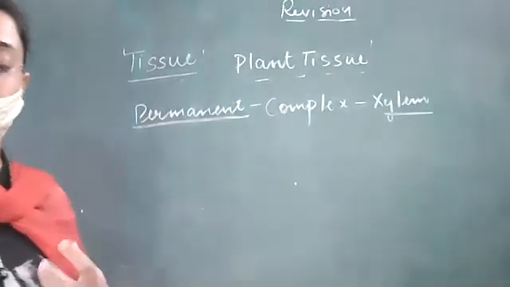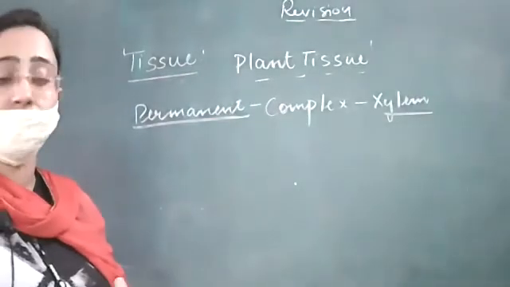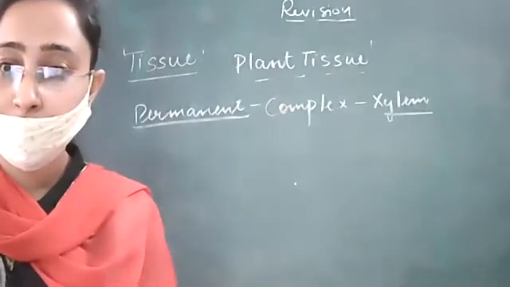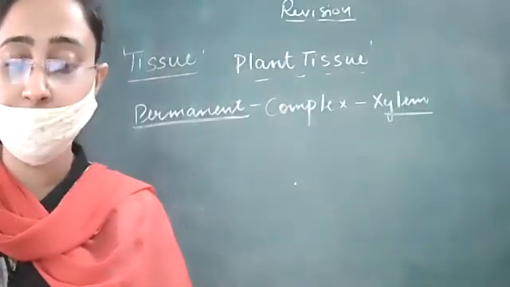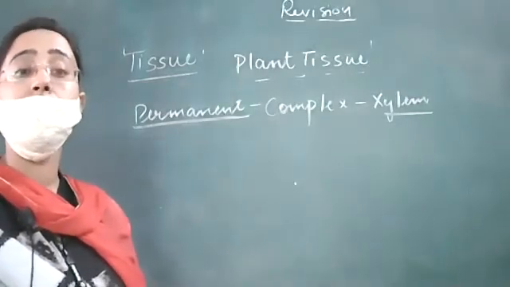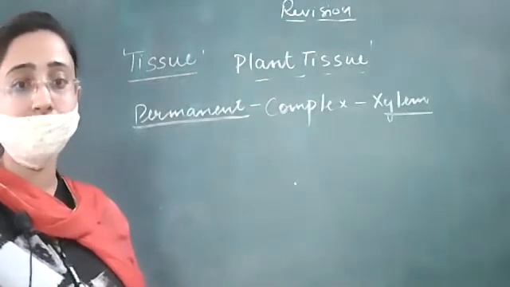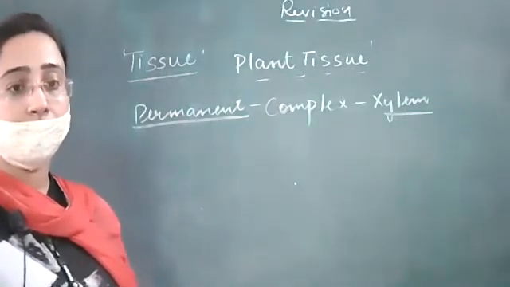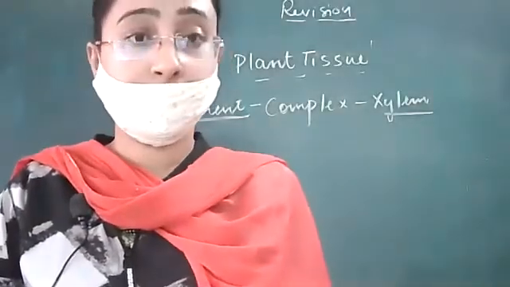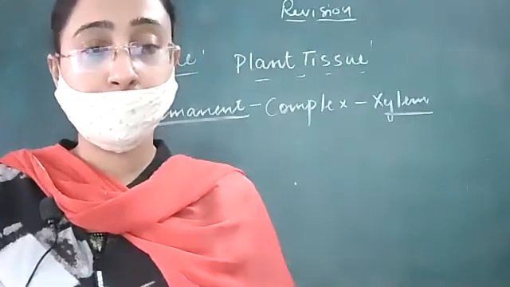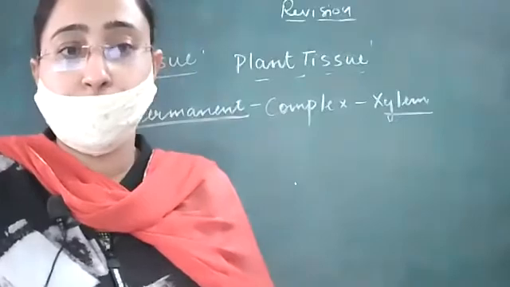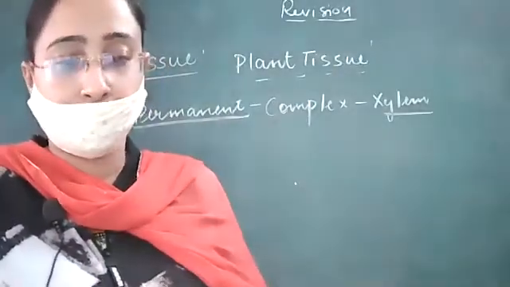So what are the various components of xylem? Xylem consists of xylem fibers, xylem tracheids, xylem parenchyma, and xylem vessels. So there are four components. Fibers are basically made up of sclerenchyma, which is to support, and the tracheids and the vessels are basically for the conduction of water, and parenchyma helps in that.